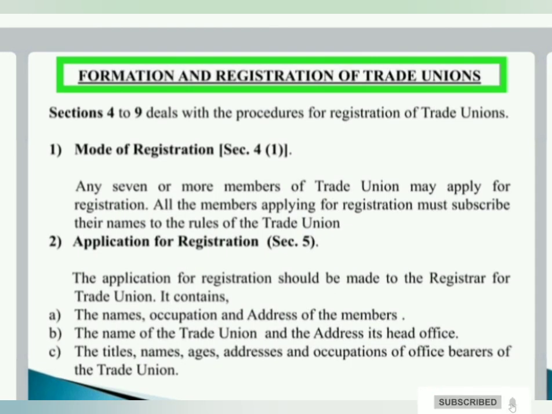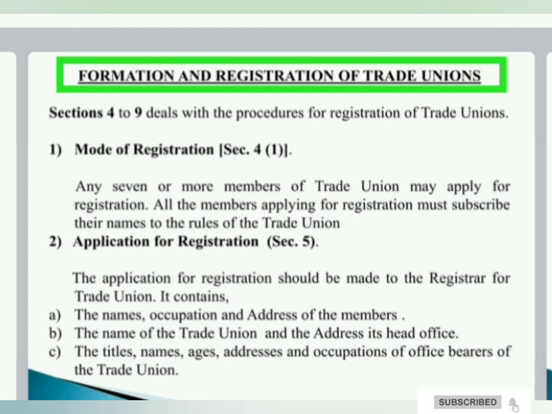Formation and registration of trade unions. Section 4 to Section 9 deals with the procedure for the registration of trade unions. Mode of registration. Section 4, subsection 1. Any 7 or more members of a trade union may apply for registration. All the members applying for registration must subscribe their names to the rules of the trade union.